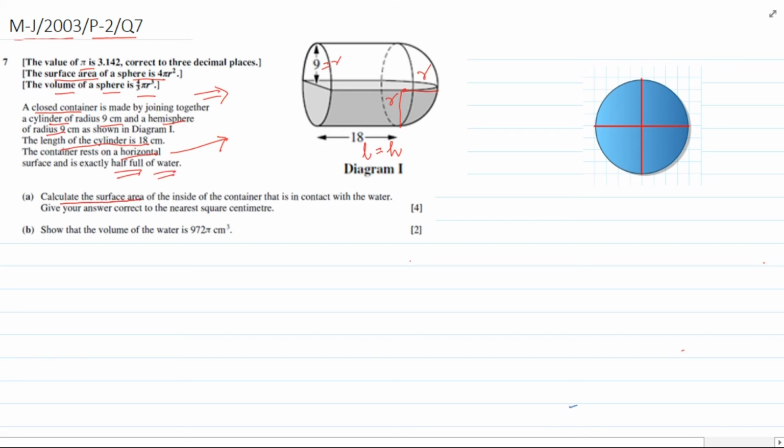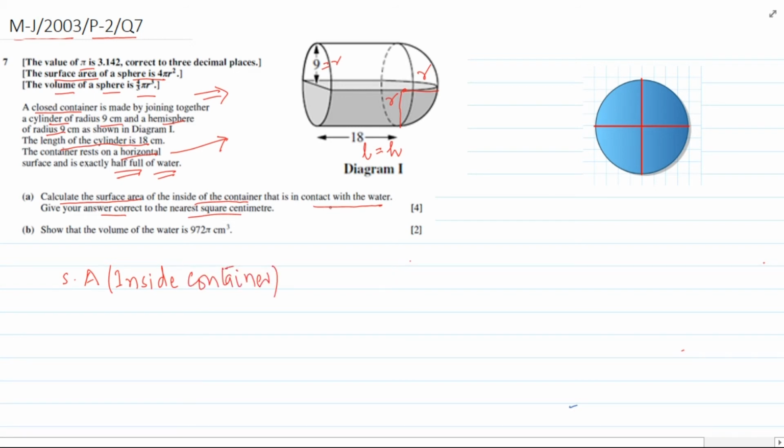Calculate the surface area of the inside of the container that is in contact with the water. Give the answer correct to the nearest square centimeter. The surface area inside the container in contact with the water.